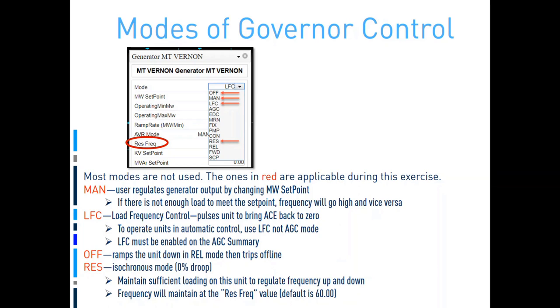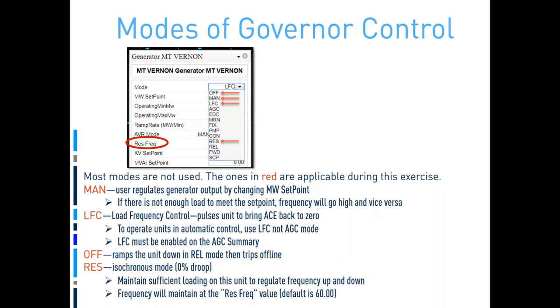So what that will do is, as the system changes, as the load changes or as other generators are dispatched, these units will respond automatically to ensure that the ACE stays at about 0. For operating units in automatic control, you'll want to be sure that you use LFC and not the AGC mode in Cascadia. If you wish to take a unit offline, there are two ways you can do it.